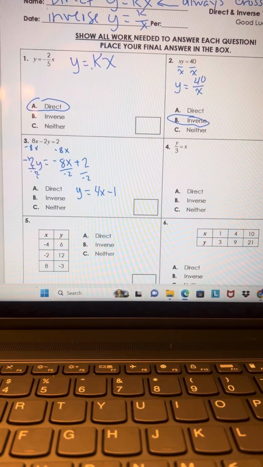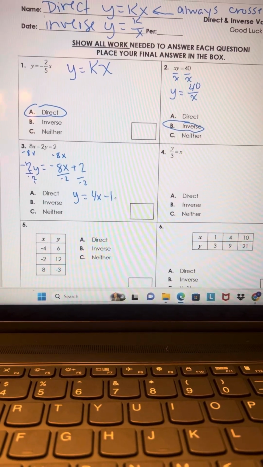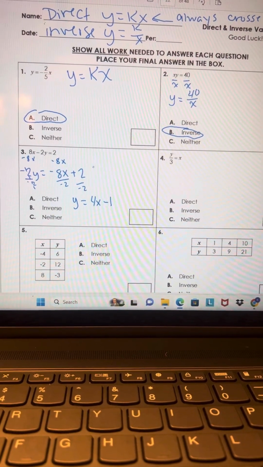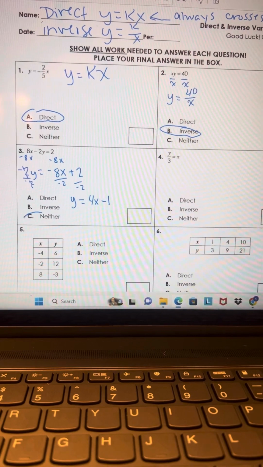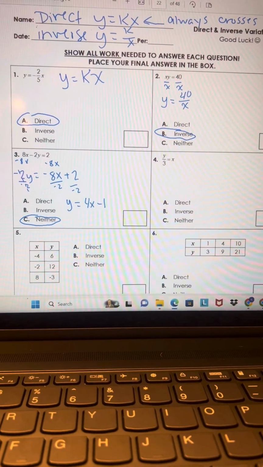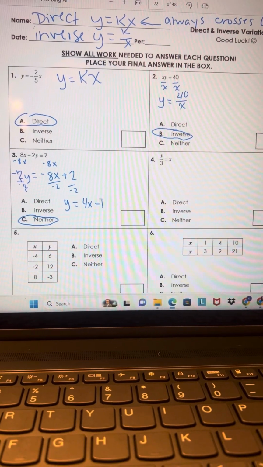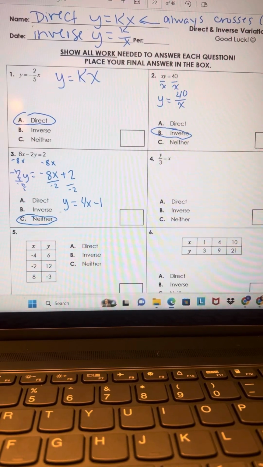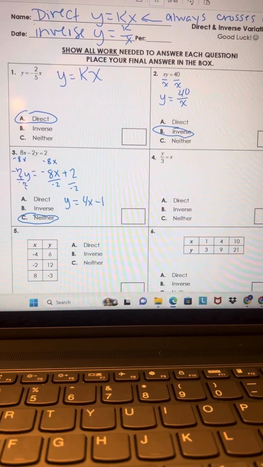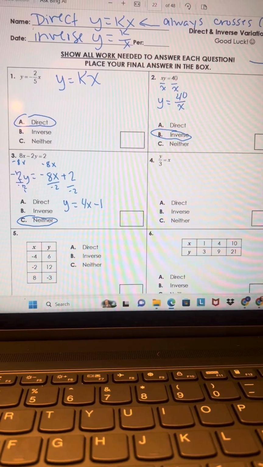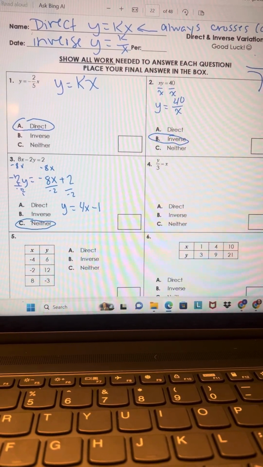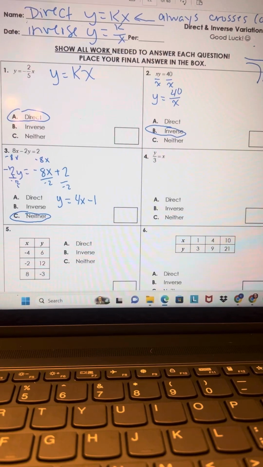So now if you notice, this one has a minus 1 on the end. Neither of our forms have a plus or minus, so this is a neither. And if you were to graph it, you would see this doesn't cross the origin. So that should give you kind of a hint, because inverse is very apparent, because inverse variation graphs look like this, or they could be in your other quadrants.